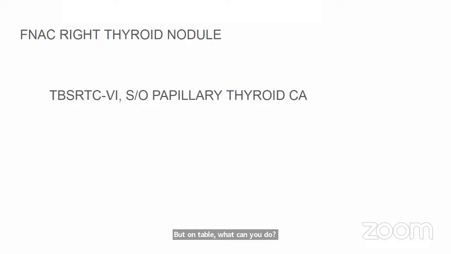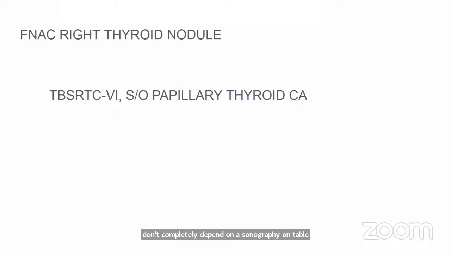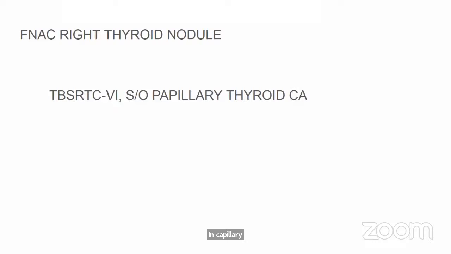Yeah, so the ATA guidelines also say that if you don't have a CT scan with you, don't completely depend on sonography. On table, you can do a good inspection of the central compartment, see if there are any doubtful nodes, sample them, do a frozen, and then take a call. Yes. In papillary, we have an advantage that the nodes are generally blackish or grayish in color. So picking up the doubtful node is a little bit easier. I wouldn't say always, but a little bit easier.